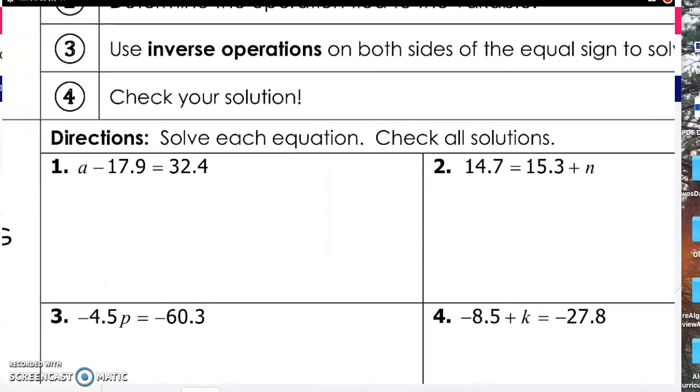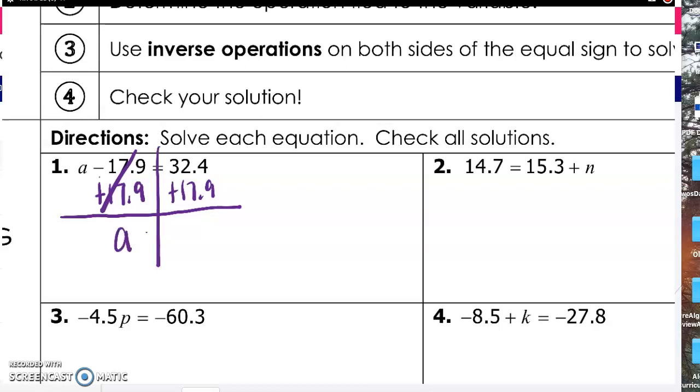So we look at number 1, and it says a minus 17.9. So to get rid of minus, we need to add 17.9 to both sides. So again, if you want to draw your line down your equal sign, you can do that. These two cancel. Make sure it actually cancels, because this would be like negative 17.9 plus 17.9. A equals, so we need to do 32.4 plus 17.9, and that gives us 50.3.